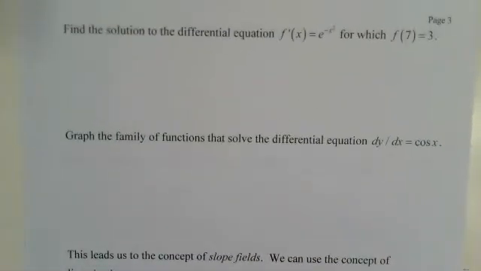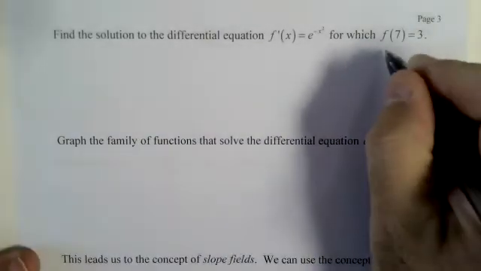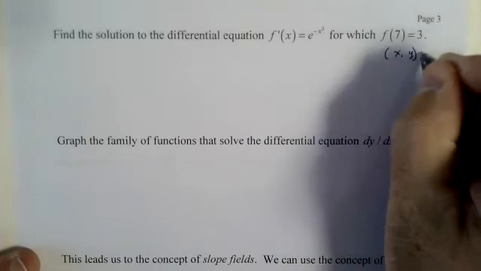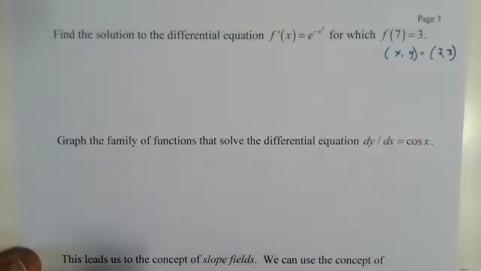Here it is again. Find a solution to the differential equation. F of 7 equals 3. Want to do it with a c value? Want to do it this way? I don't care. I have to write the point x comma y, 7 comma 3. My brain just works that way.